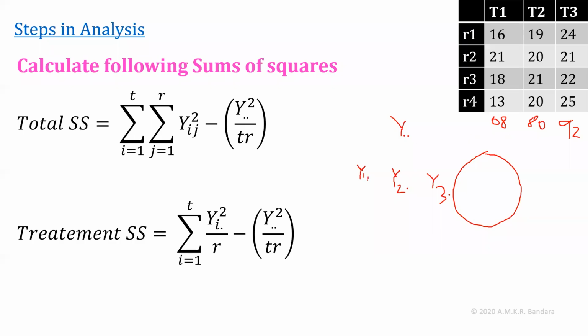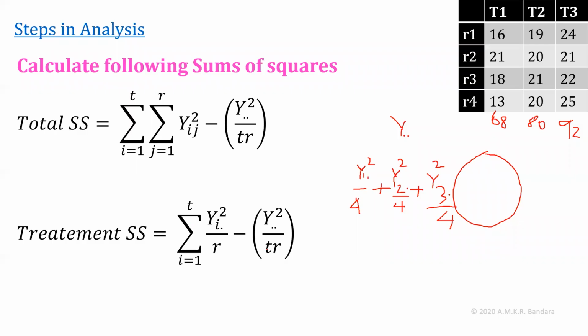Now you have found y1 dot, y2 dot, y3 dot. Now square these things. Then divide each squared treatment total by the number of replicates that we are adding. Here, in order to get this 68, we are adding 4 observations. That is r. So divide this by 4, this also by 4, this also by 4. Then you have to get the summation of those things. So add this, then you will get this part.